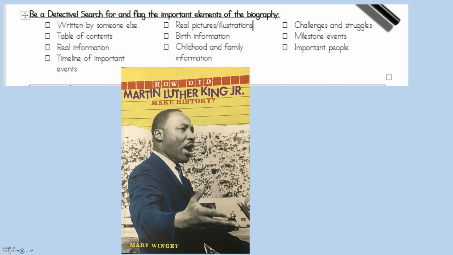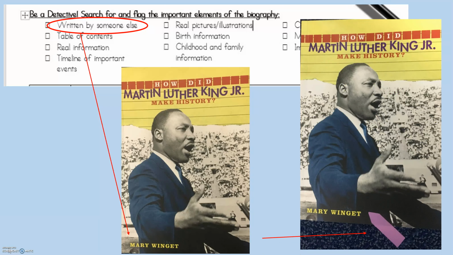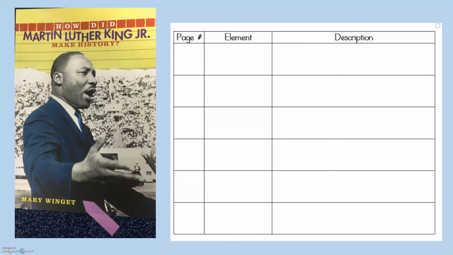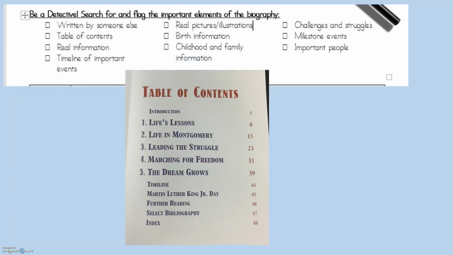Now, towards the middle of the recording sheet, it lists all the important elements that we're looking for in a biography. And just looking at the cover, I see one of them. I see that it's written by someone else. It's written by Mary Winget. So I'm going to flag that with a sticky. Then I'm going to record it on my chart. So I'm going to write the page number. The page is the cover. Then the element, it's written by a different author, and the description by Mary Winget.